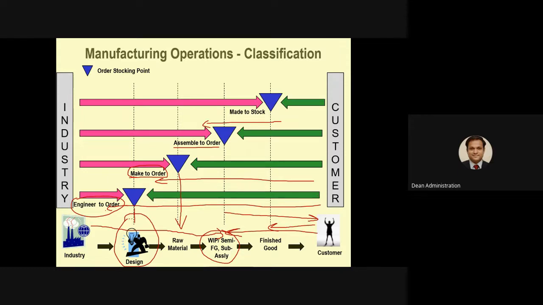Here comes a case wherein you don't even know what the technology is many times, or you don't even know what your final product is. You just know that you have this type of an application that needs to be designed, right?